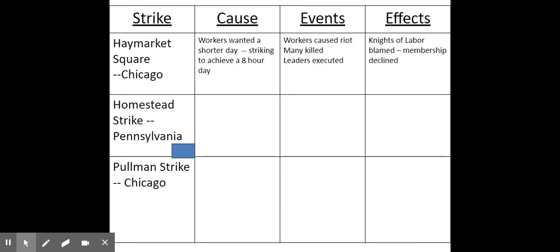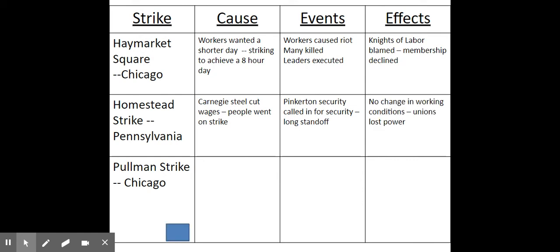Okay, so the Homestead strike started as a way to get better wages. Carnegie had cut wages, and the people went on strike because they wanted better pay. The Pinkerton Security Force is called in. People end up getting killed. Mr. Frick is threatened by an anarchist who is not part of the union, but people associate the union with this anarchist. And eventually, the strike is just called off.